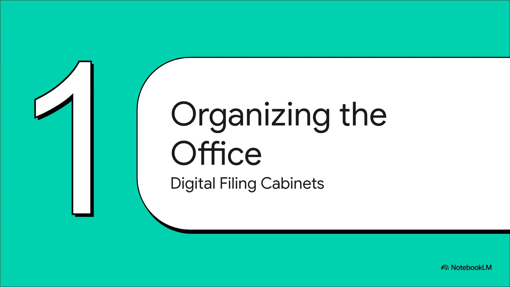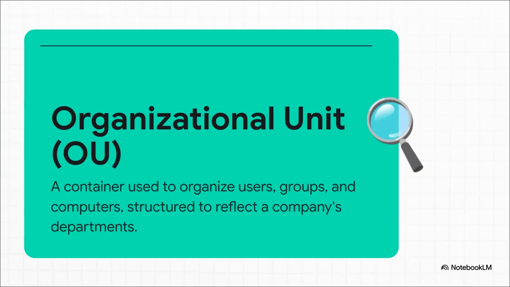Just like you can't build a real office without floors and departments, you can't build a digital one without a logical structure. So let's start by creating some digital filing cabinets. The most basic building block here is something called an organizational unit, or just an OU. It's really nothing fancy. Just think of it as a digital container. It's like a folder where you can neatly tuck away all the users and computers that belong to a single department, like everyone in accounting.